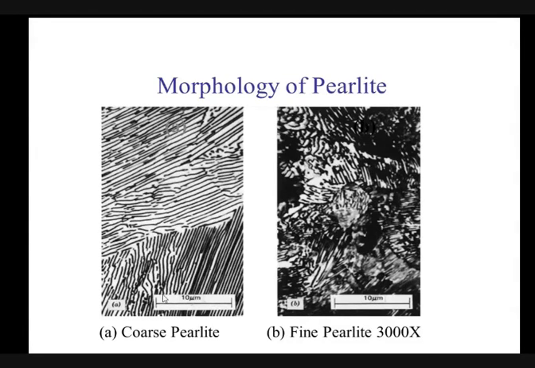It is due to the cooling, due to the diffusion rate of the carbon. The morphology of pearlites is different. So the cooling rate plays a very important role.